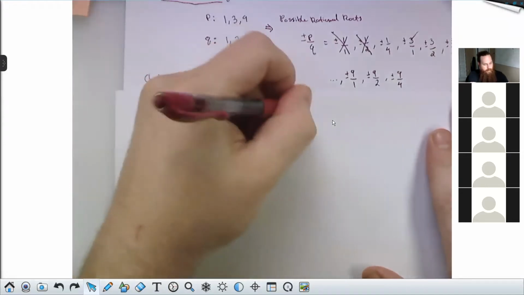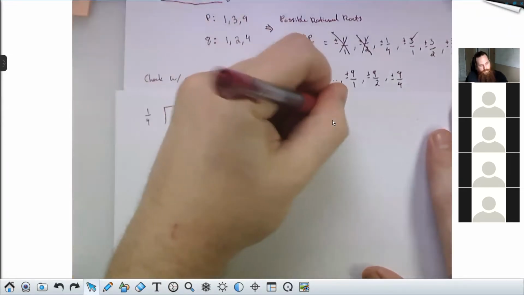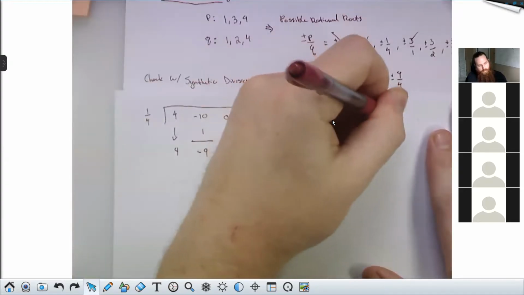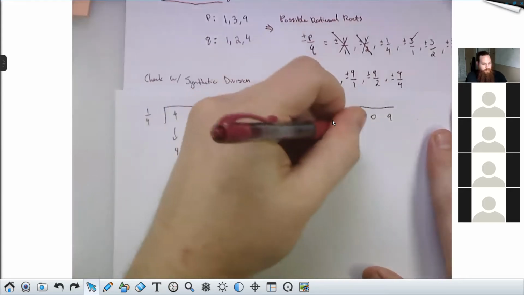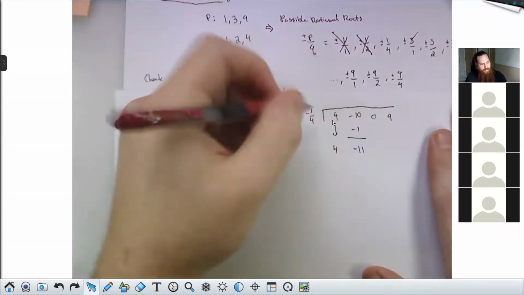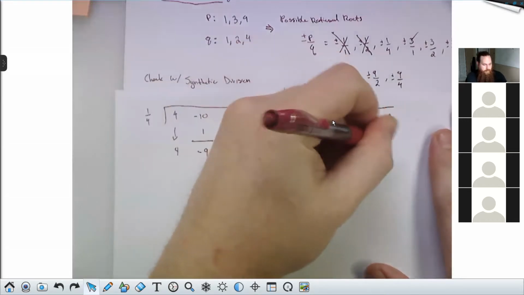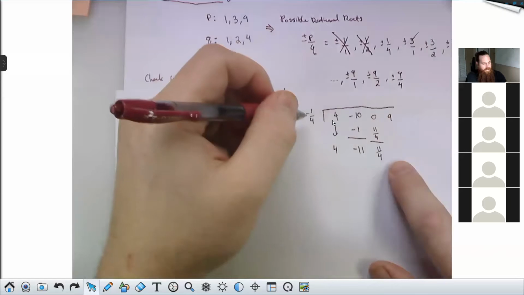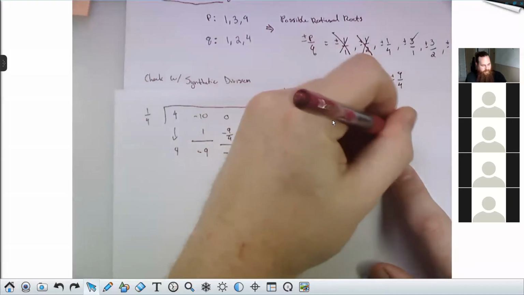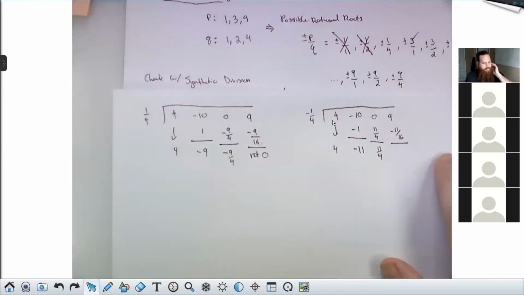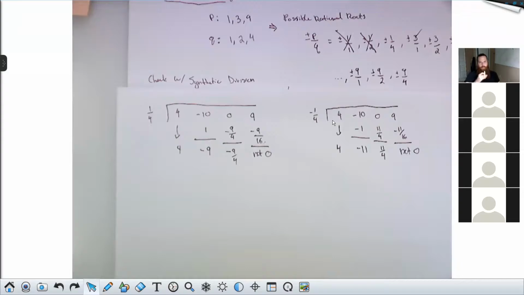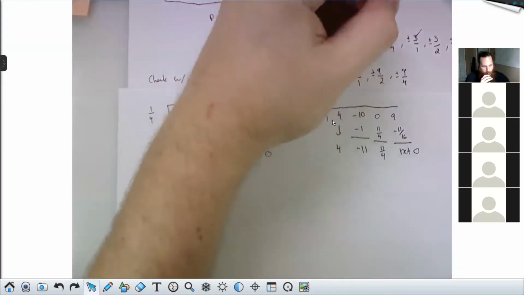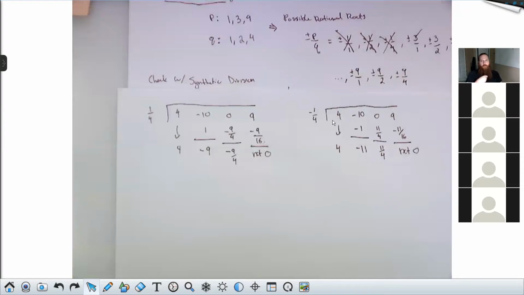Let's try -1/4. Bring this down. -1, -10 and -1 is -11. It's going to be +11/4 plus 0 is 11/4. So it'll be -11/16. And when I add 9 and 11/16, I know I'm not going to get 0. So again, I won't waste time computing it. I just move on. Neither positive 1/4 nor negative 1/4 work. So next I move to 3/1, which is 3.